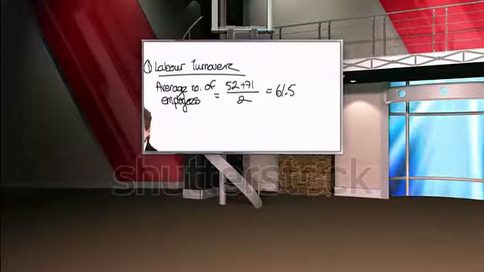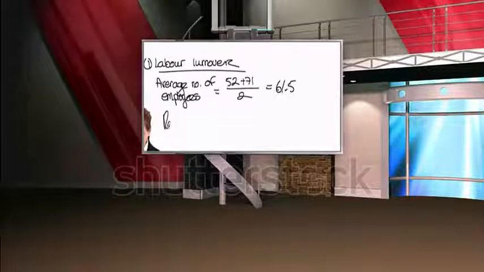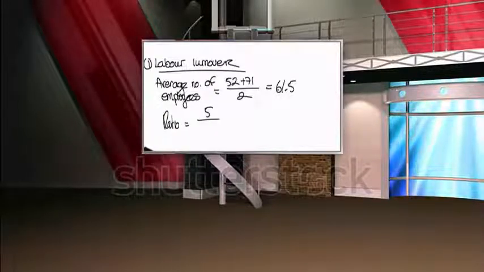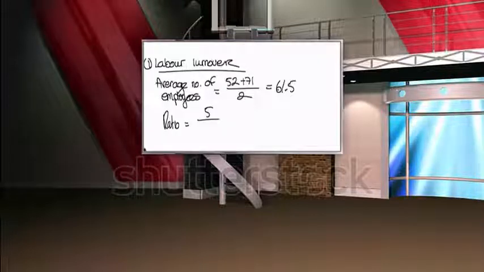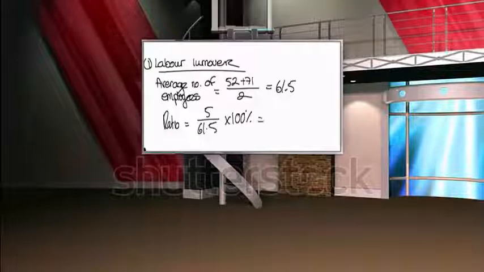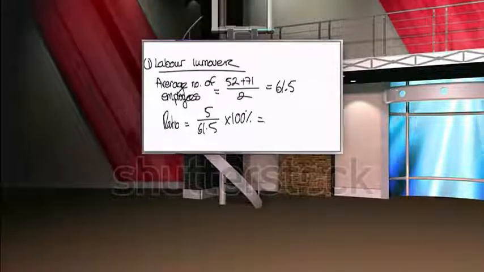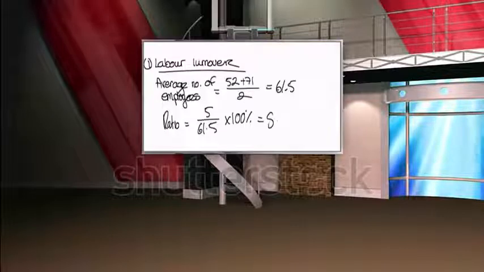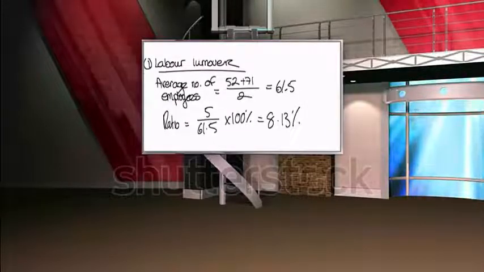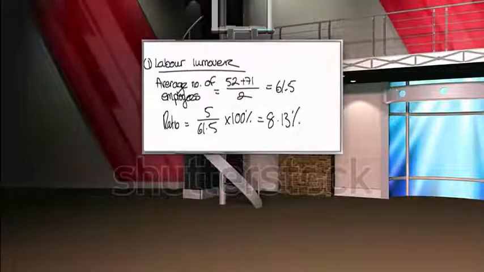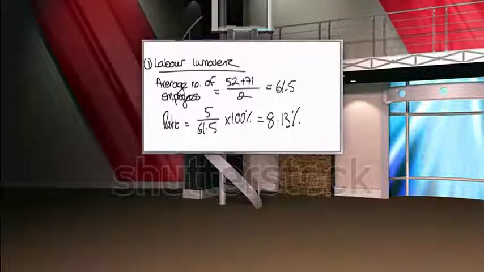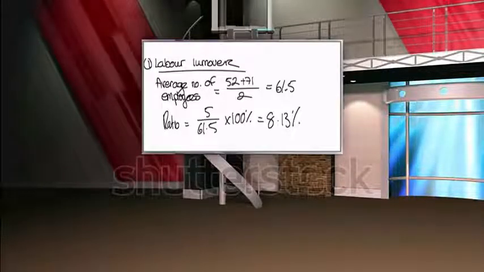So our turnover ratio then will be the number of employees leaving and needing replacement, which was 5, divided by the average and multiplied by 100%. If you work that through then, you should get 8.13%. So the number of people who left and we had to spend time and money replacing them was 8% of our average number of employees.